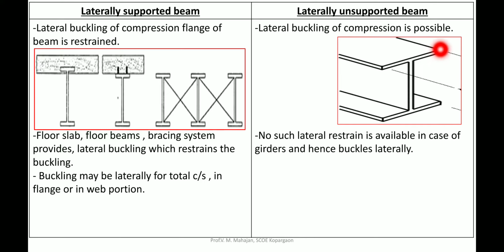Simultaneously, whatever the top flange, if you see in the first figure, such kind of supports we are going to provide in the reinforced concrete section. So it is called a laterally supported beam. If you see, lateral buckling of the compression flange is possible, and no such lateral restraint is available in case of a girder, and hence it buckles laterally.